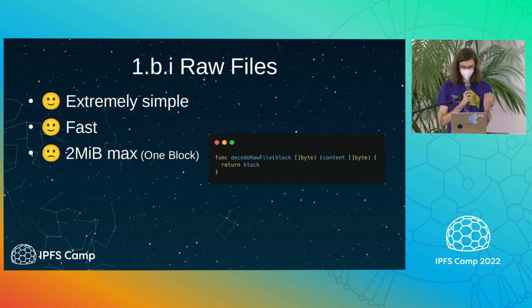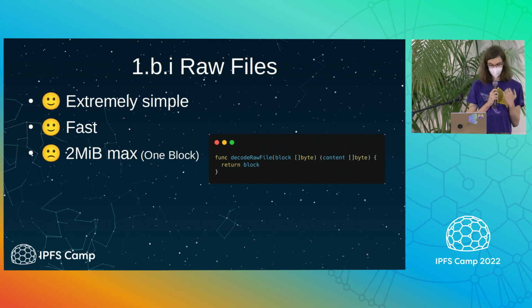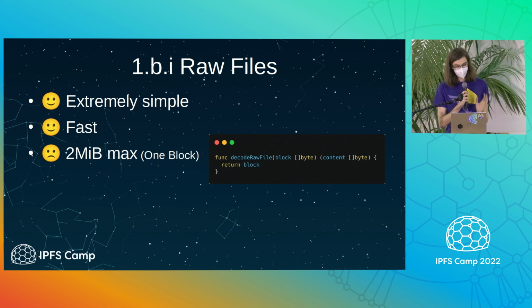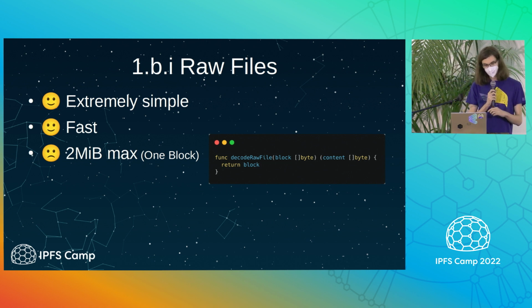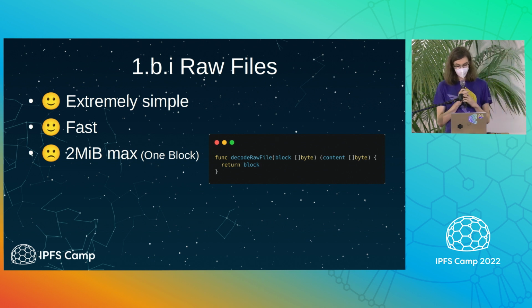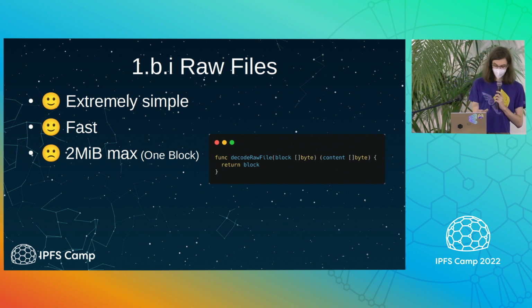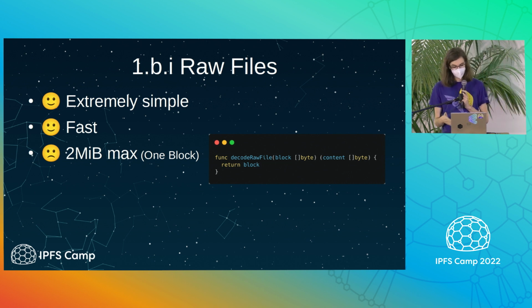So the simplest kind of codec for us in UnixFS is raw. It's literally simply just some bytes. You hash them, you put the raw codec in front, and you have a valid raw file. Very easy. However, we are limited by the block limits. IPFS will limit us to 2 megabytes per block. So if we have a file that's bigger than this, it won't work.